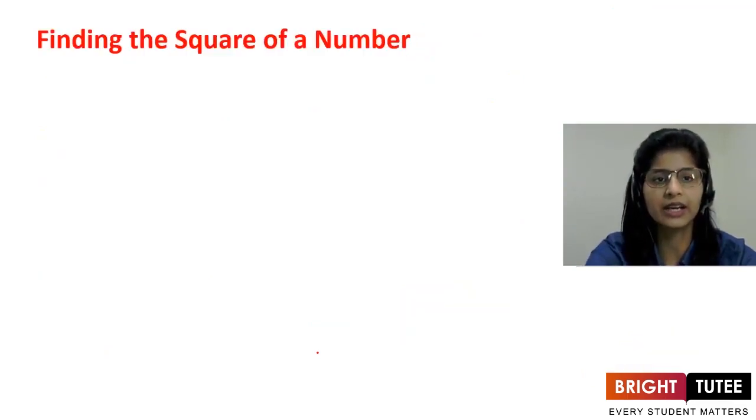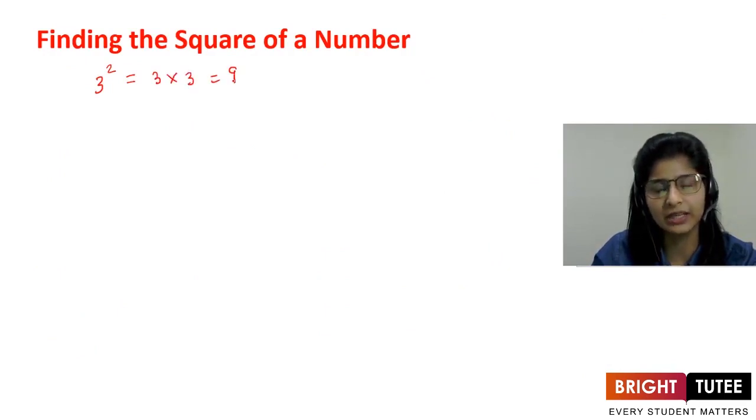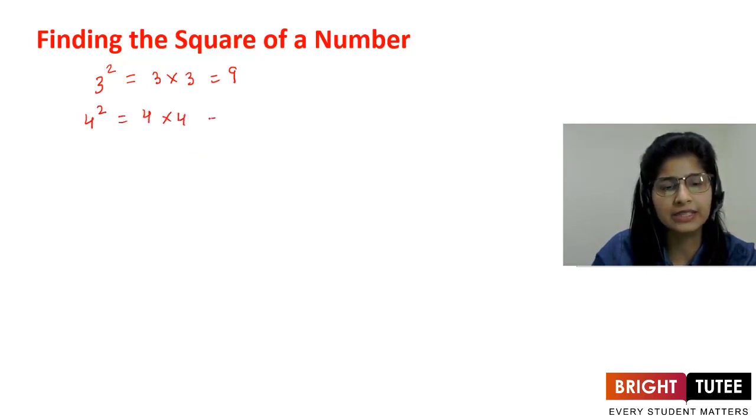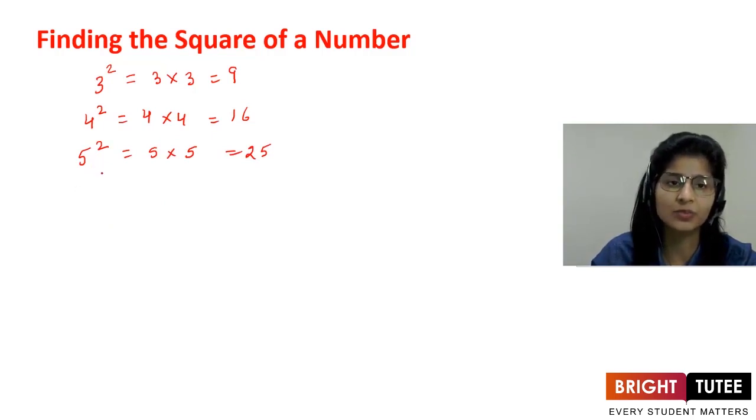So the first concept for today is finding the square of a number. Finding the square of 3 is easy. We can just write 3 into 3 and we know it would be 9. Finding the square of 4 is 4 cross 4, that is 16. Similarly, finding the square of 5 gives us 5 into 5, that is 25. So this is how we can find the square if the numbers are smaller.